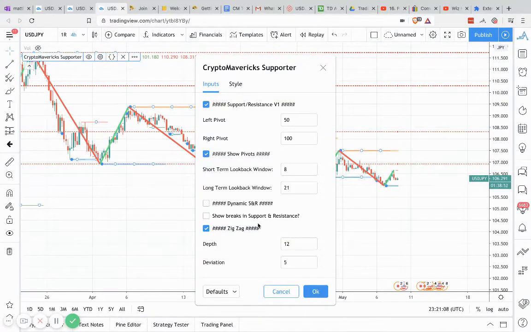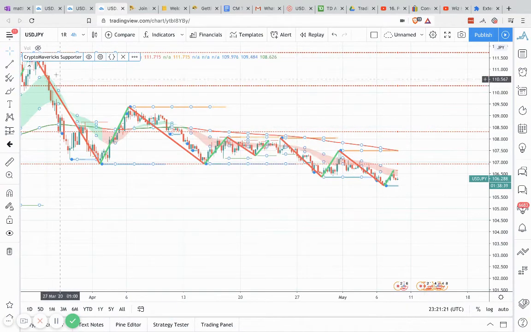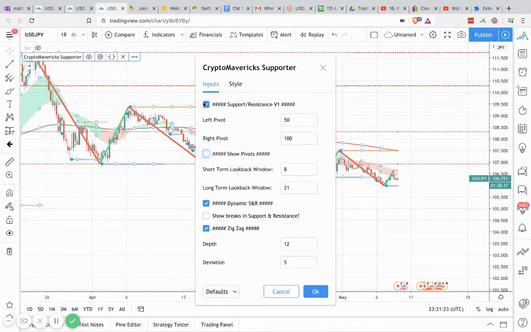But I love support and resistance, and especially these horizontal levels right here. It just, to me, makes it super easy. But moving on here, I'll get off my soapbox. The next thing that we have is dynamic support and resistance. So what is that? Let me clean up my chart a bit here.